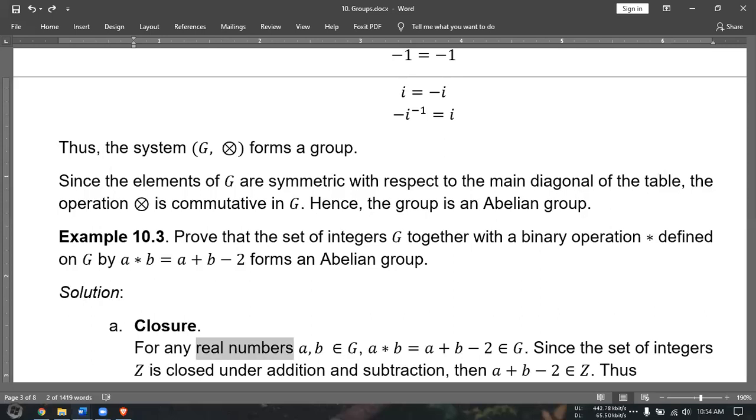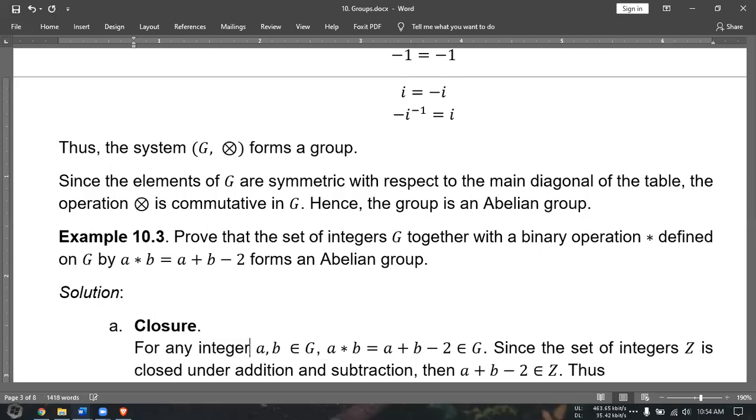For any integers A and B, elements of G, A star B, which is equivalent to A plus B minus 2, is also an element of G. Why? Because addition and subtraction is closed under integers, right? Integers are closed under addition and subtraction.